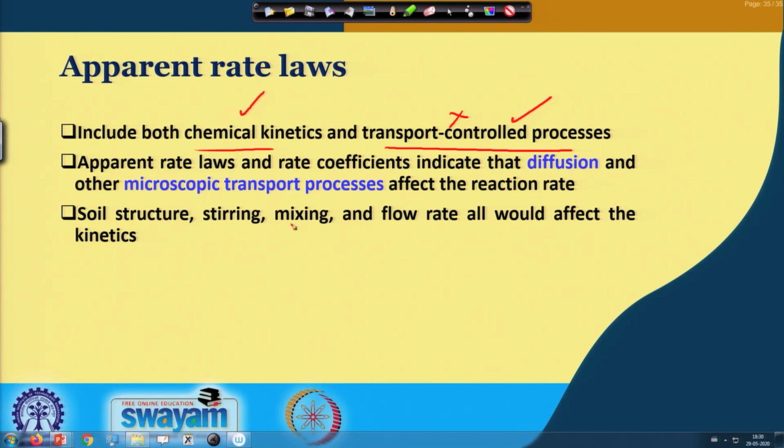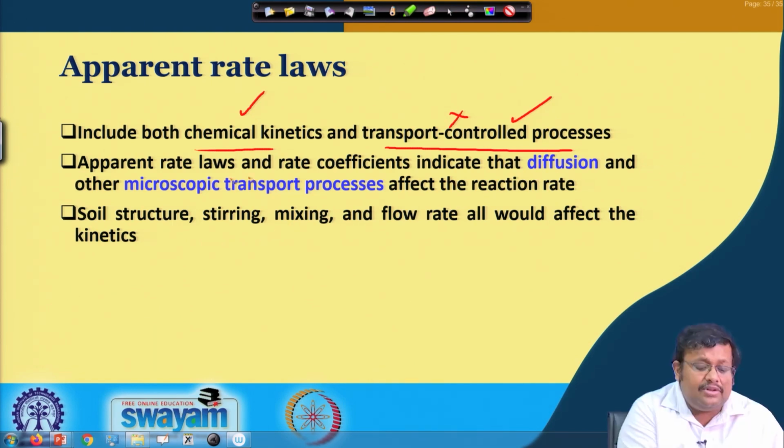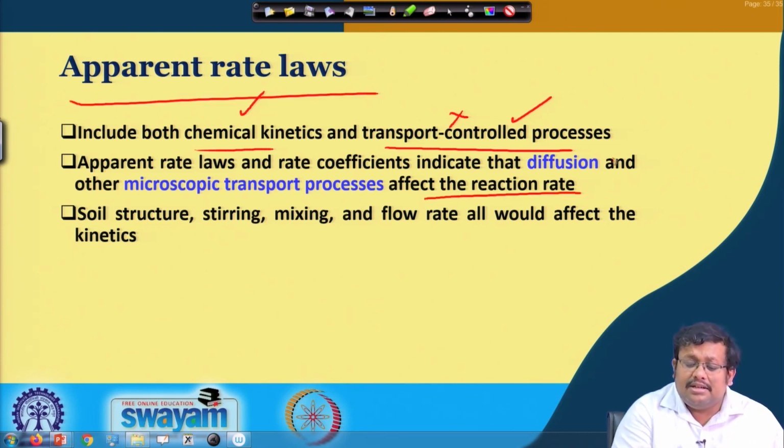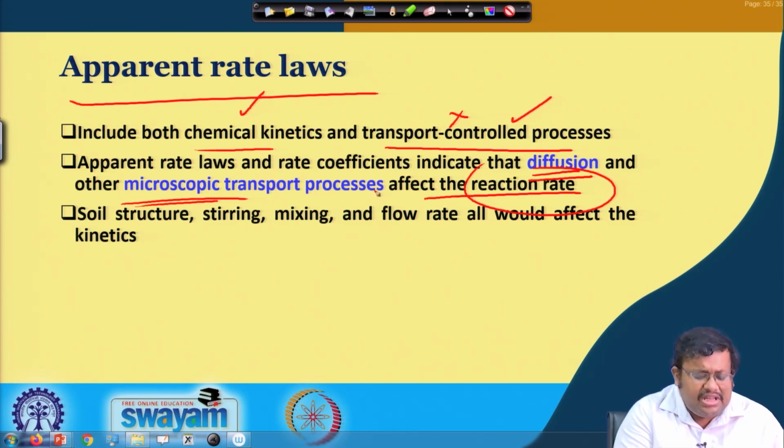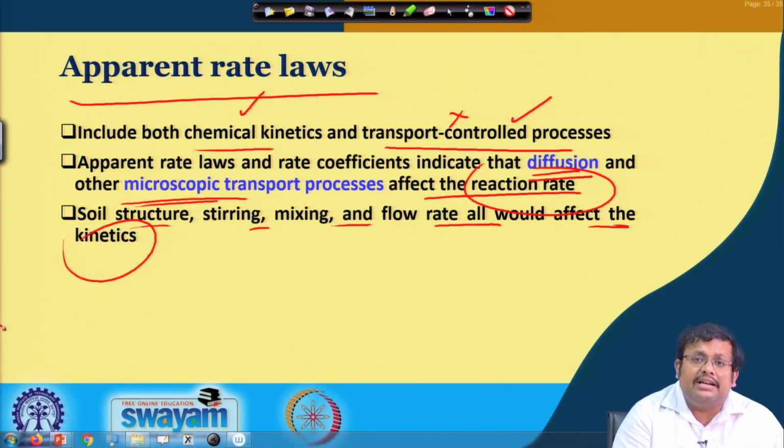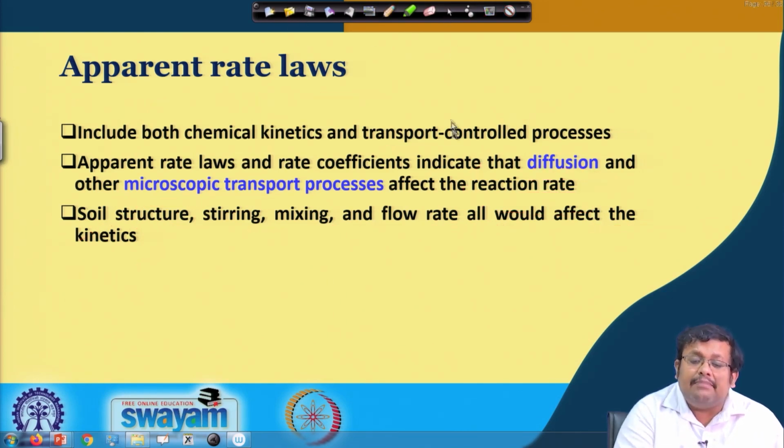Now, apparent rate laws and rate coefficients indicate that diffusion and other microscopic transport processes affect the reaction rate. So, obviously, according to these apparent rate laws, the reaction rate is dependent on the diffusion transport process as well as other microscopic transport processes, because if the diffusion of the chemicals is not occurring, then the chemical reaction will not happen. And also soil structure, stirring, mixing and flow rate would affect this kinetics in case of apparent rate laws. Okay. So, this is the second type of rate laws.